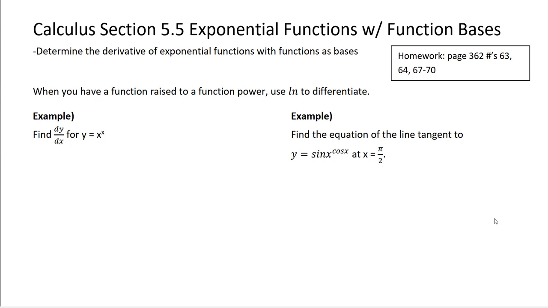Alright, this is F55, exponential functions with function bases. So in the last section we talked about numbers with exponents that have functions, like two variable functions. In this case we're going to have a function in the base and a function in our exponent. And in order to do this effectively, we want to use the natural log to differentiate. We did a little bit of this before when we had some crazy functions. In this case it's going to make hopefully more sense because it just simplifies our lives.